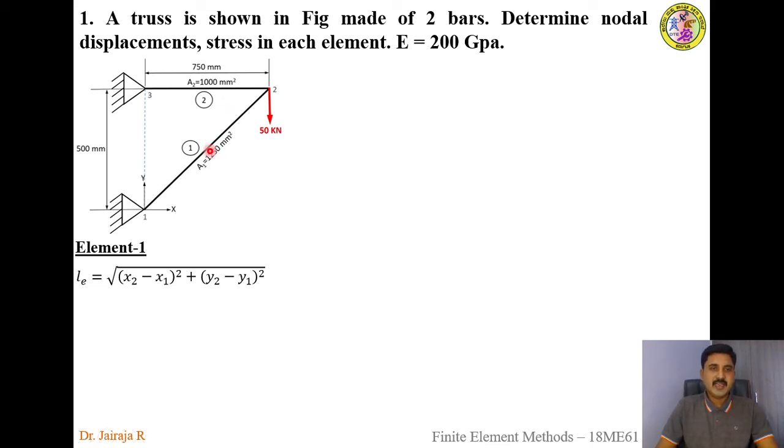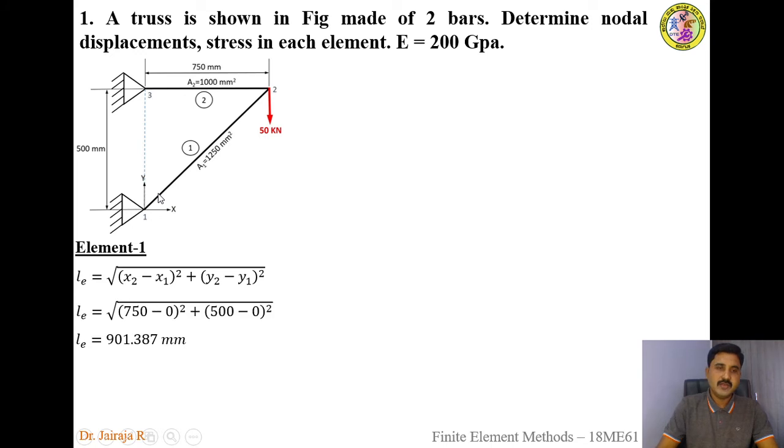So here the length of the element can be calculated as square root of x2 minus x1 whole square plus y2 minus y1 whole square. If I substitute x2 as 750 minus x1 as 0 whole square plus y2 as 500 minus 0 whole square, the length of the first element is 901.387 millimeter.